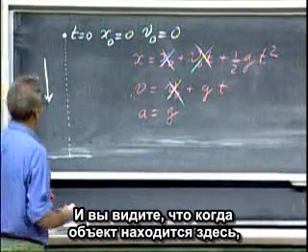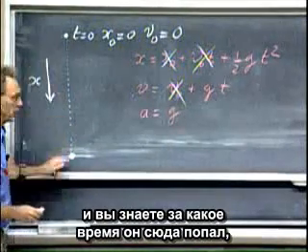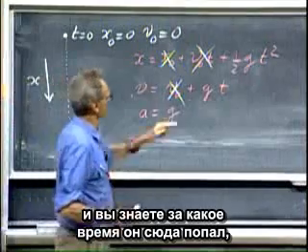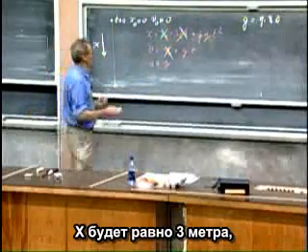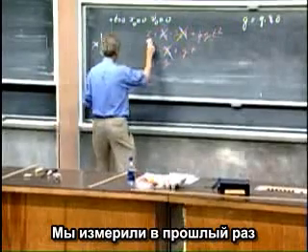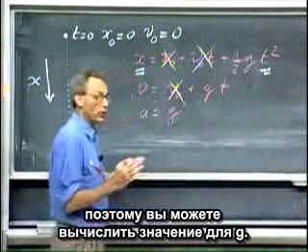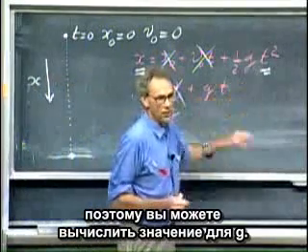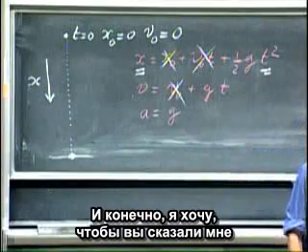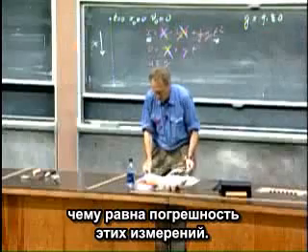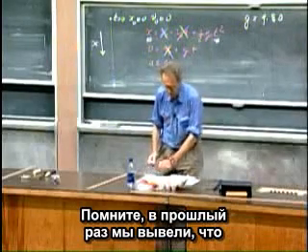And so you see that when the object is here, which is 3 meters below this point, and you know the time, how long it took to get there, you can now calculate g. Because x would be then 3 meters, that's when it's here. We made a measurement in class how long it took, so you know the time. And so you can come up with a value for g. And you can do that for both measurements. And of course, I want you to tell me also what the uncertainty is in those measurements.